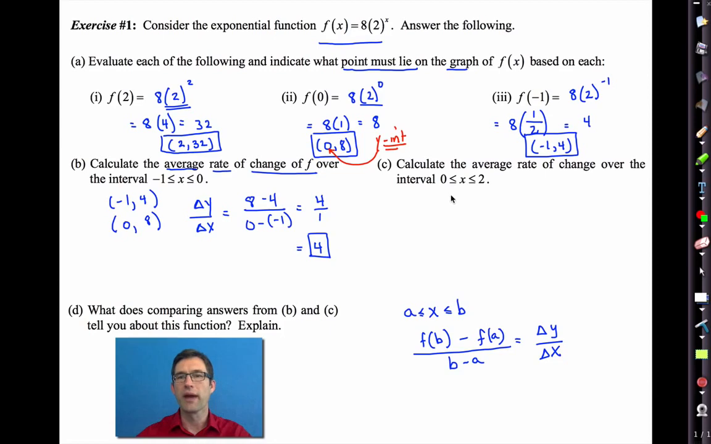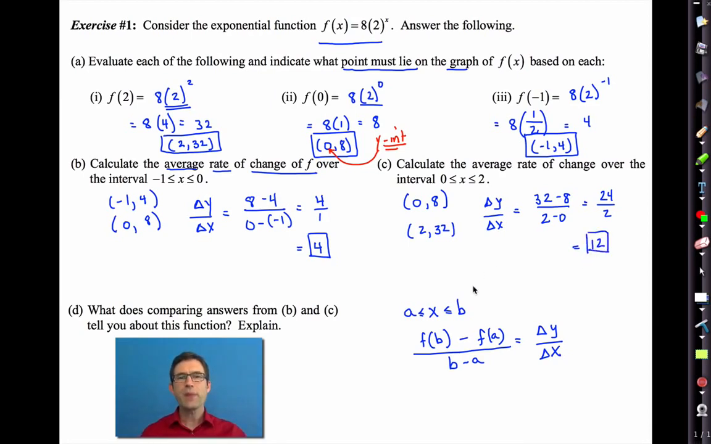On the other hand, if we want to calculate the average rate of change from 0 to 2, again, let me write down my 2 points, (0, 8) and (2, 32). Then the change in y divided by the change in x will be 32 minus 8 divided by 2 minus 0. 32 minus 8 will be 24, divided by 2 gives me an average rate of change of 12.